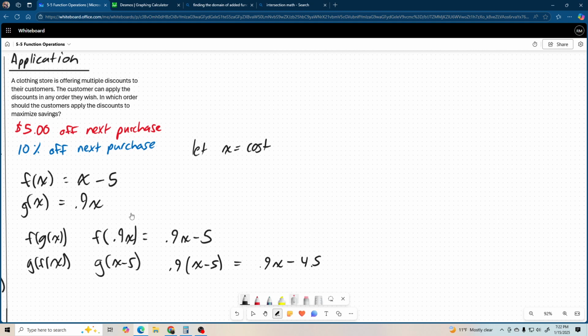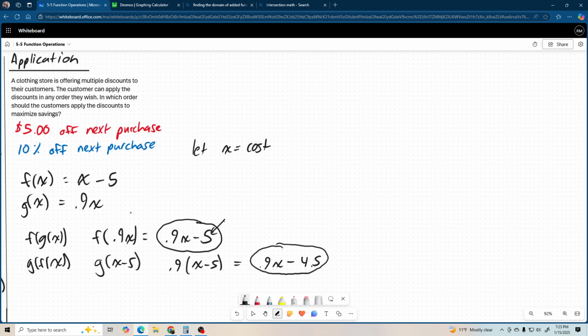Okay, perfect. So this is pretty easy to compare, right? The first set of discounts, when we do f of g of x, means we're taking the 10% off first. When you take the 10% off first, you're going to get 0.9x minus $5. Whereas if you take g of f of x, in other words, you take the static discount, the $5 off, first, you're going to get 0.9x minus 4.5. So here, you're getting all $5.